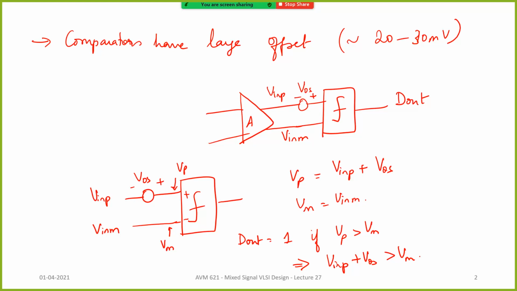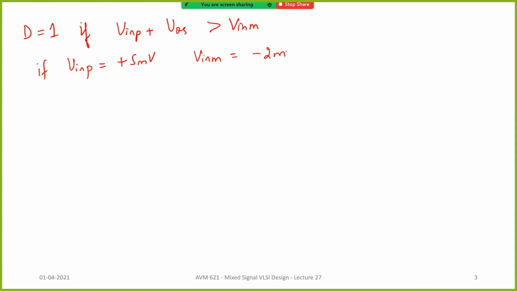So D is 1 if V in P plus VOS is greater than V in M. So if, for example, V in P is minus 5 millivolt and V in M is, let's say, plus 2 millivolt, and let's say VOS is plus 20 millivolt. Okay, let's have it like that.